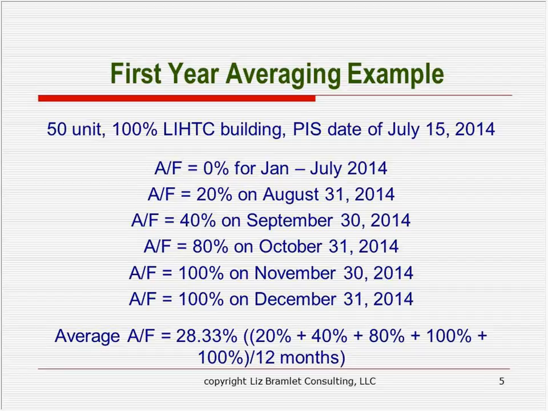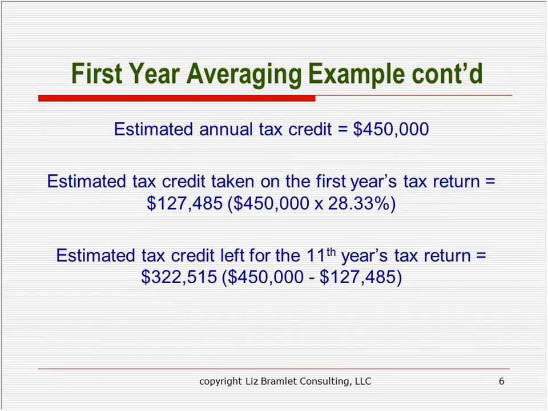That makes a credit stream less valuable to the investor, meaning they will contribute a little less equity to your project. So in a situation, we come up with an average applicable fraction for year one of the credit period of 28.33%. An annual tax credit that this building produces will be $450,000. So figure out for year one, how much of that do the investors actually get to take on their year one tax return, and how much do they have to wait and take in year 11?